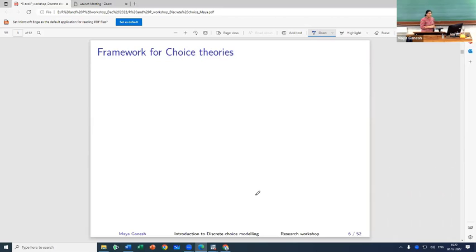Right. So based on what we have discussed till now, we can define the elements that are involved in a choice process.